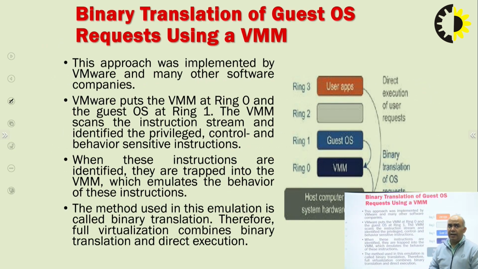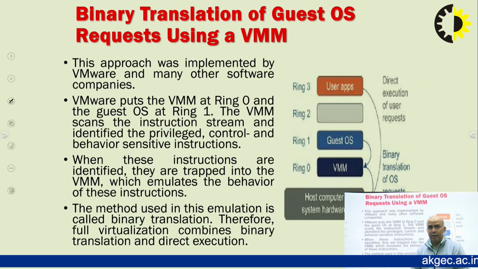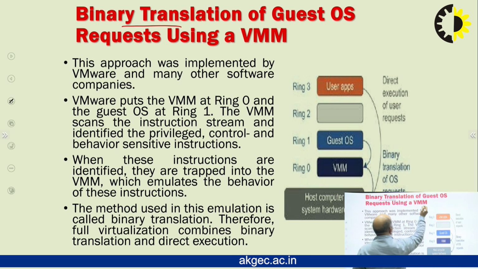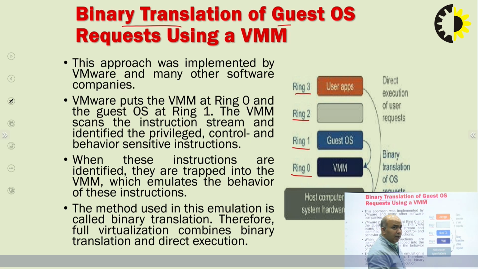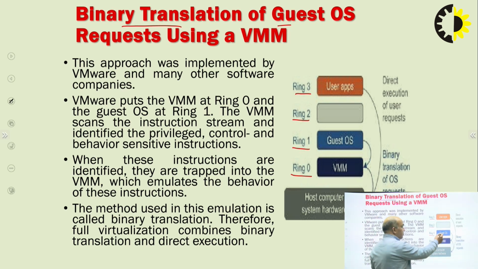So this is full virtualization, where we perform binary translation of the guest OS. Here we have four rings, ring 0, 1, 2 and 3, and during the execution of applications, the guest operating system has the higher privilege, and the user application has the least privilege.